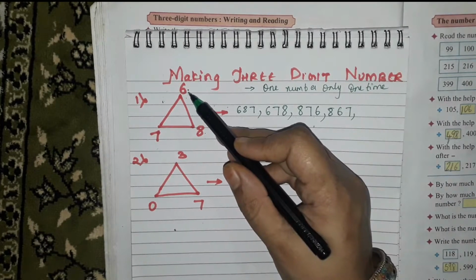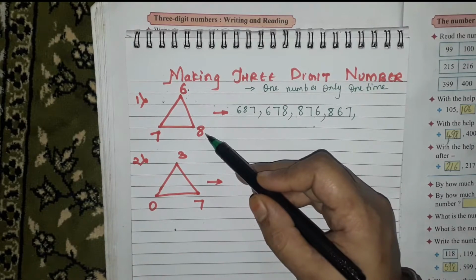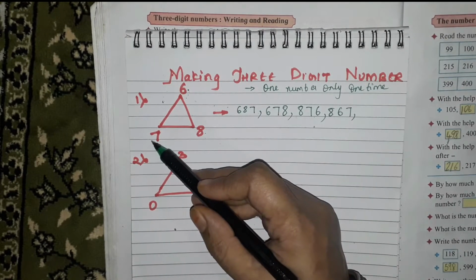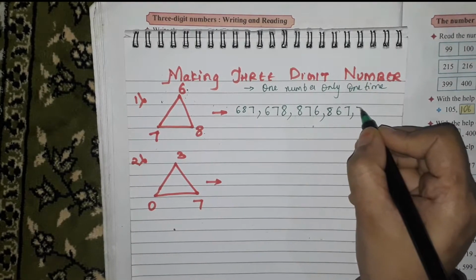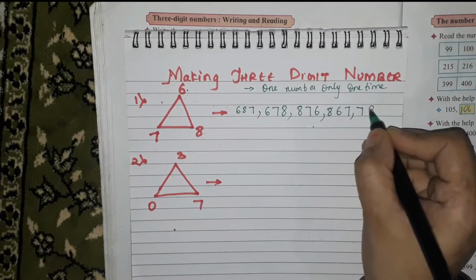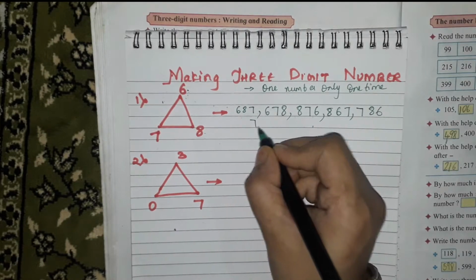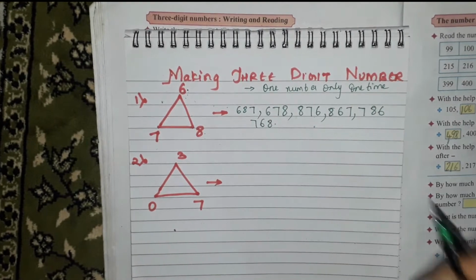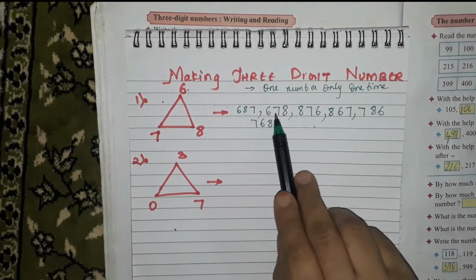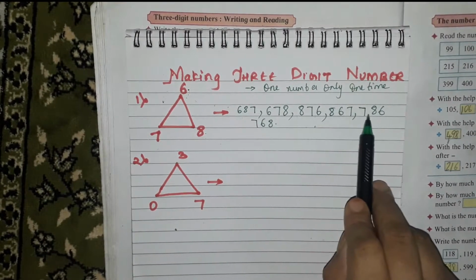First we kept 6 as the first number. In the second example we kept 8 as the first number. Now we will keep 7 as the first number. So 7, 8, 6 and the last number is 7, 6, 8. So how many numbers did we frame over here? 1, 2, 3, 4, 5, 6.